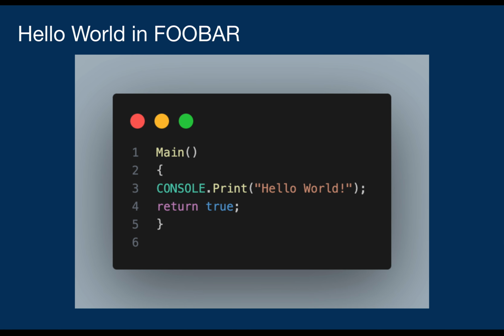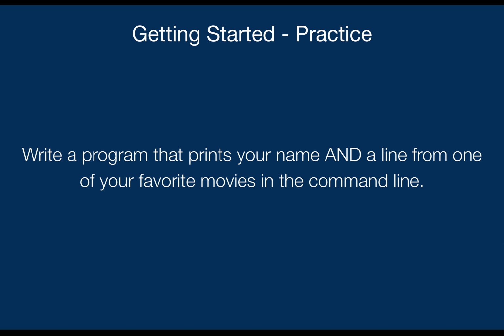and then we're returning true to show that the program is successful. And to do as practice, I just want you to write a program that prints your name and a line from one of your favorite movies in the command line. So if you can figure out how to do that, you've definitely learned something from this lesson.